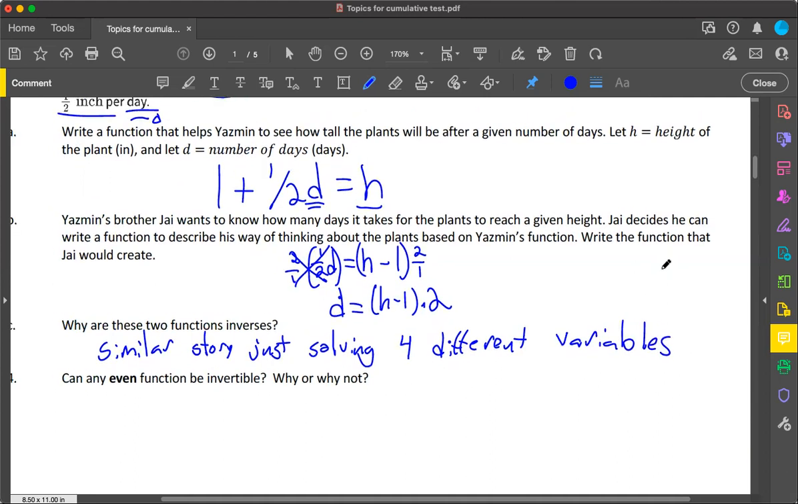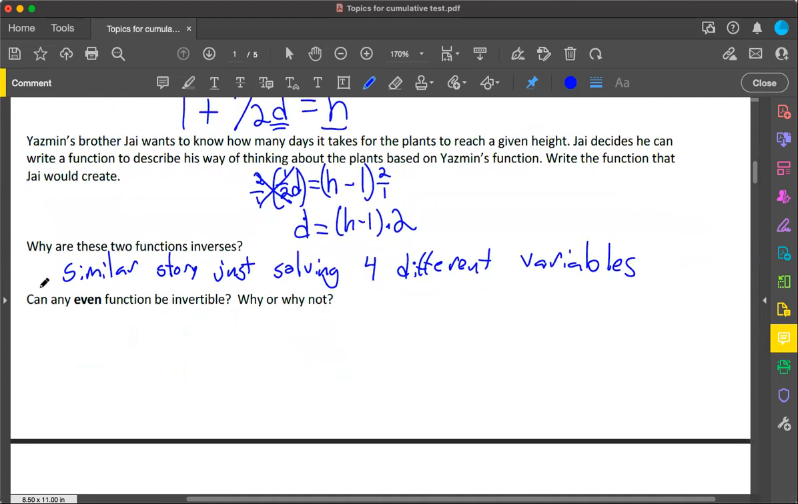Can any even function be invertible? Like an even function where it's like a quadratic or an exponential function? Can any even function be invertible? You could debate this one. I'm gonna say yes, but you probably have to restrict your domain.